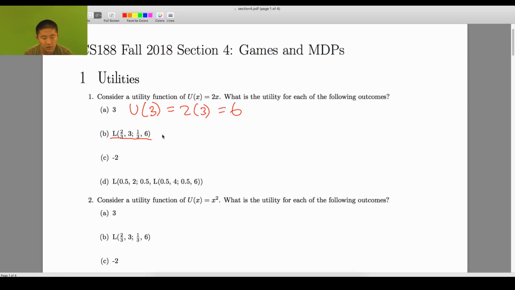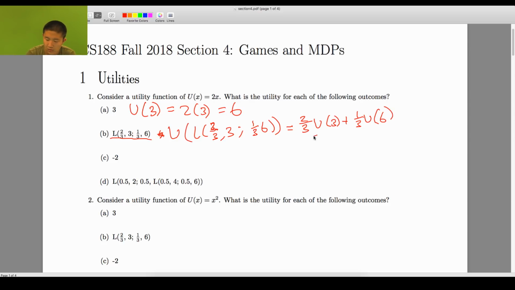When you find the utility of a lottery, you want to apply the utility function before you take the weighted average. So the utility of this lottery is equal to 2/3 times the utility of 3 plus 1/3 times the utility of 6, which is equal to 2/3 times 6 plus 1/3 times 12, which is equal to 8. And for C, you do the same as in part A, and you get 2 times minus 2, which is equal to minus 4.